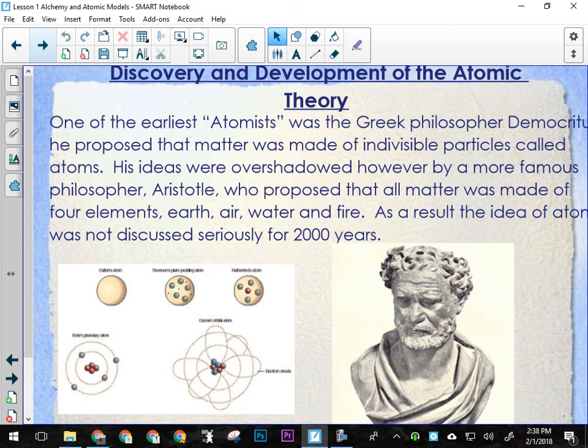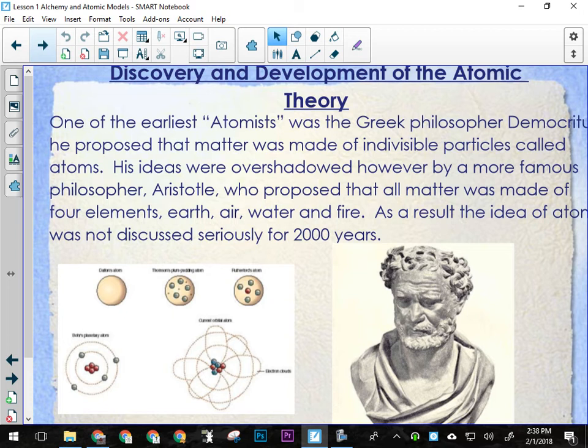And Democritus, that's this guy, came up with this idea that all matter was made of these little atoms. But people didn't buy that because he wasn't as well respected as guys like Plato, and people like that who believed in the 4-element theory. So they basically said, that idea is garbage, come up with something else.